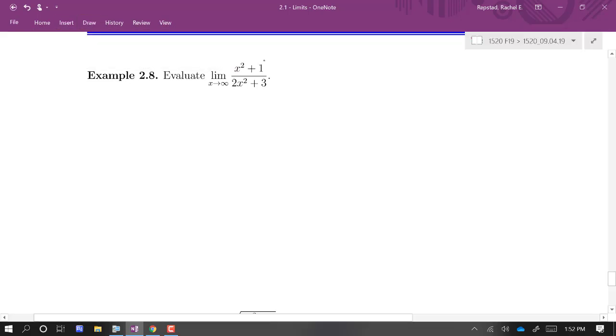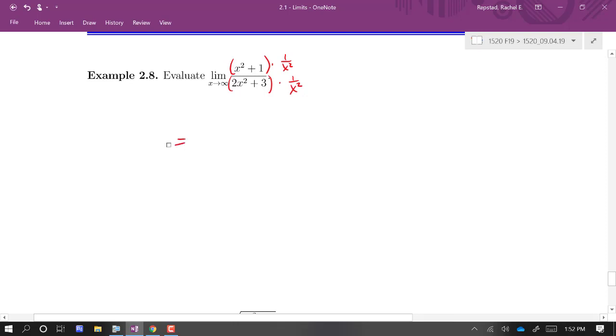I'm allowed to do that, right? I'm allowed to multiply the top and bottom of a fraction by the same thing. I'm not allowed to square the top and bottom of a fraction or take the square root of the top and bottom of a fraction, but I can multiply top and bottom of a fraction by anything I want as long as it's the same.